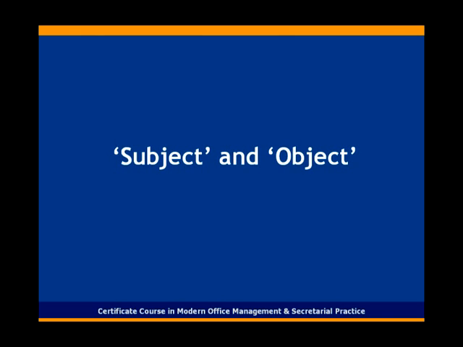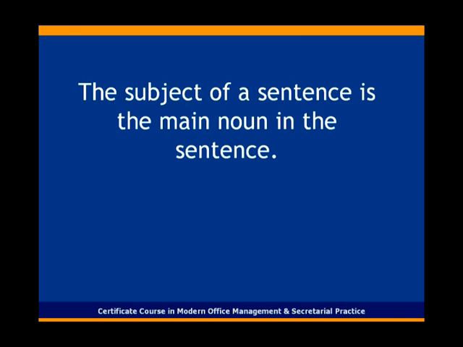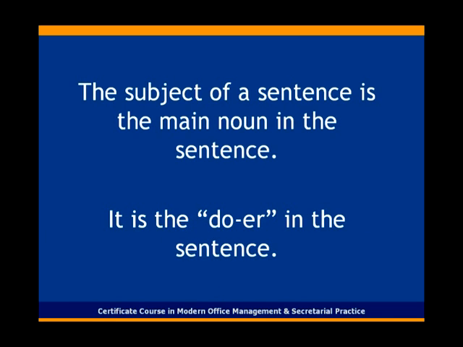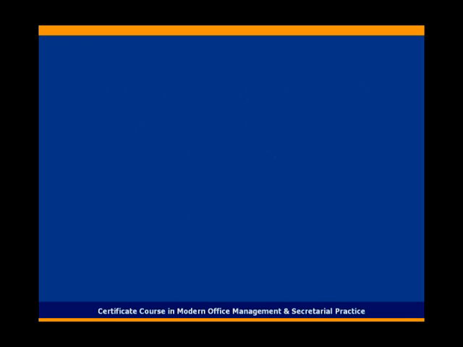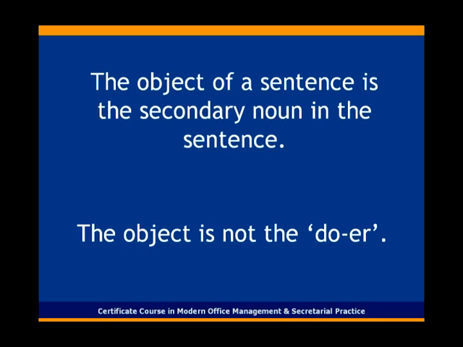We use the terms subject and object of the sentence to explain the usage of the words I and me. It will be a good idea to take a minute right now to understand the two terms. The subject of a sentence is the main noun in it. It is the doer in the sentence. The object of the sentence is the secondary noun. That is, the noun that is not the doer.